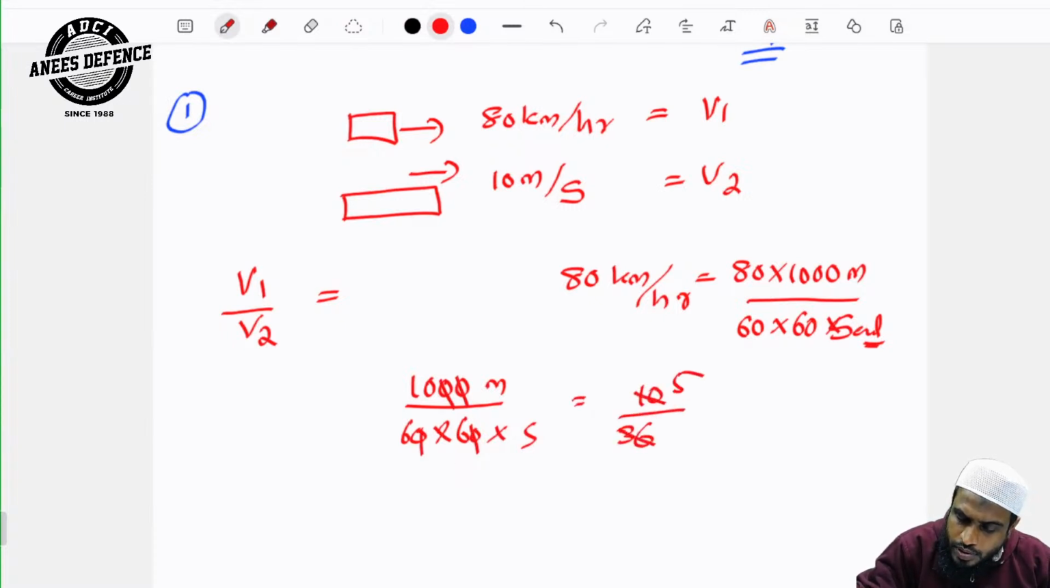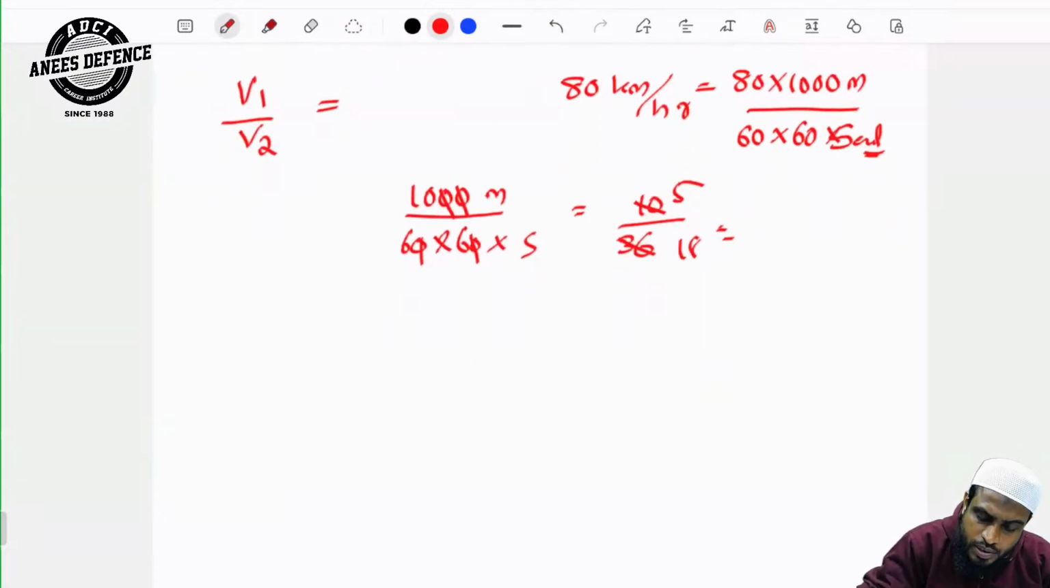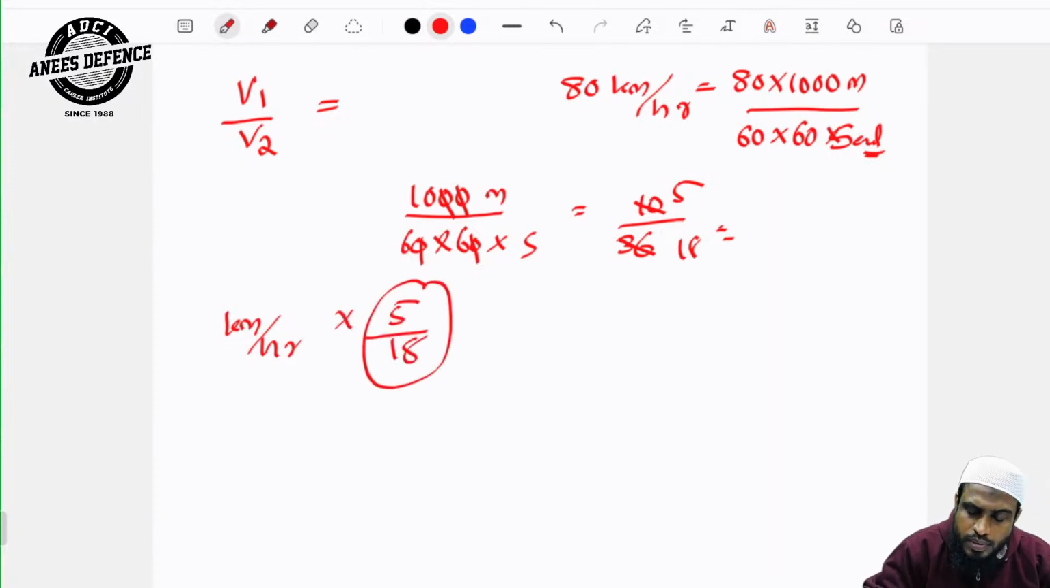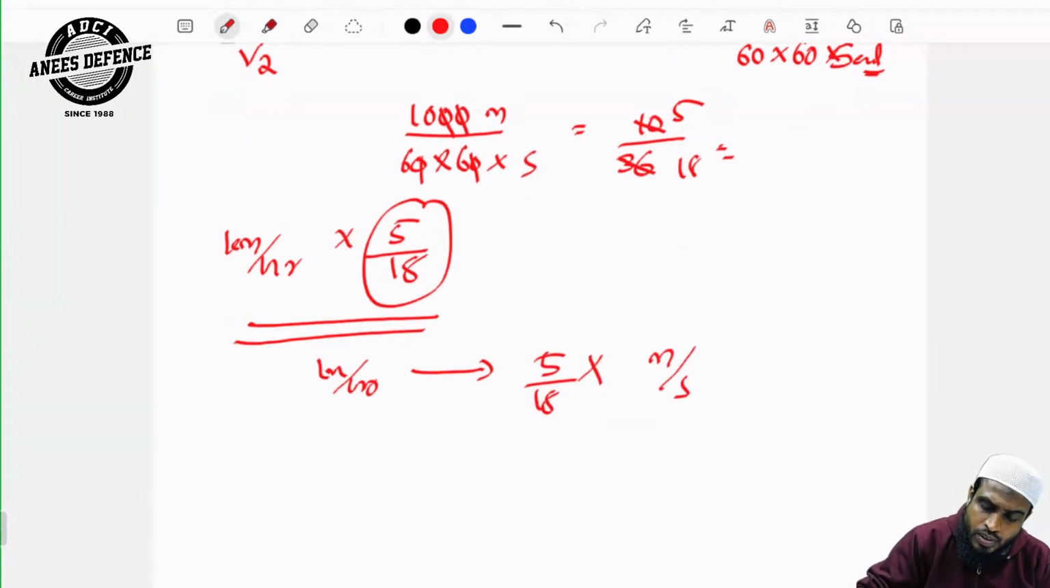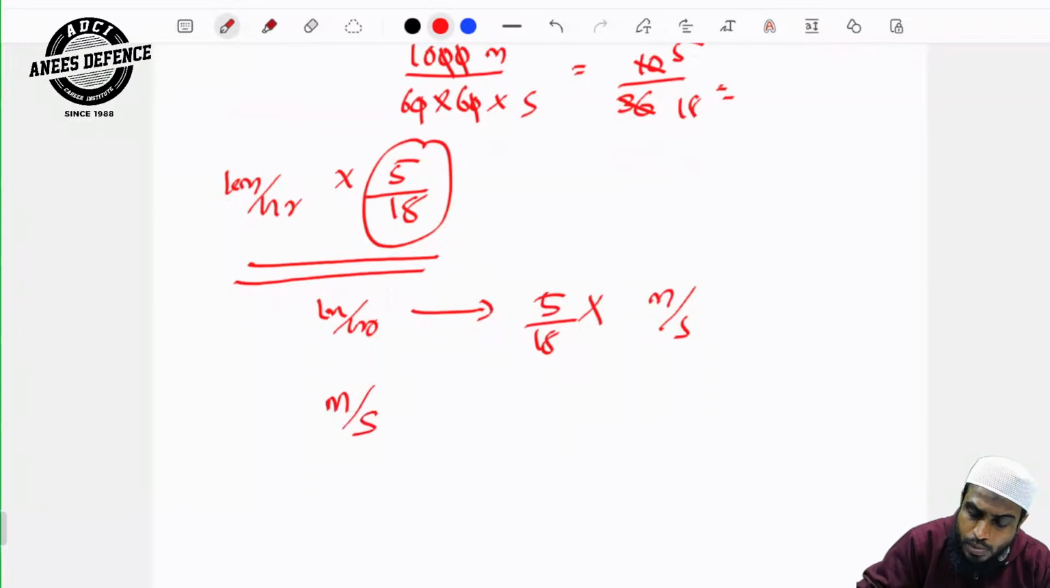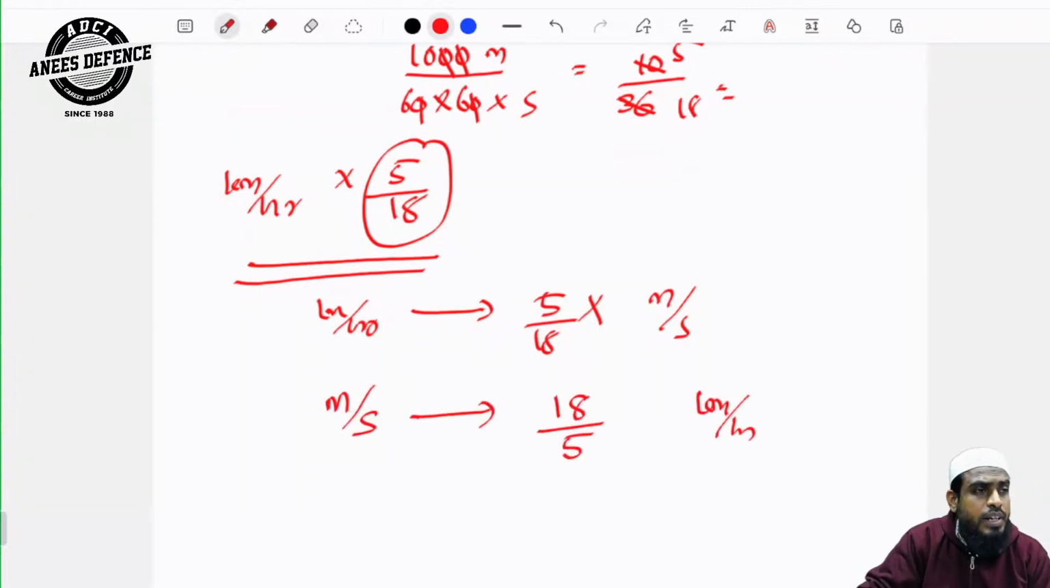So 5 into 2 and 18 into 2. If you want to convert kilometer per hour into meter per second, you have to multiply with 5 by 18. So kilometer per hour is converted into meter per second by multiplying with 5 by 18. Similarly, if you want to convert meter per second into kilometer per hour, you have to multiply with 18 by 5.